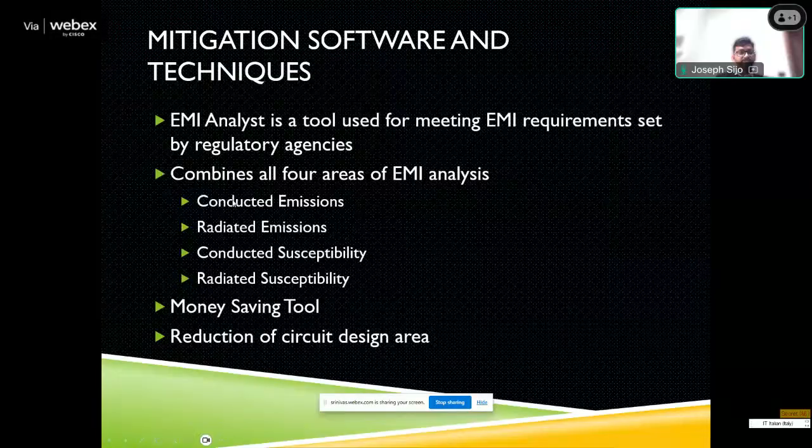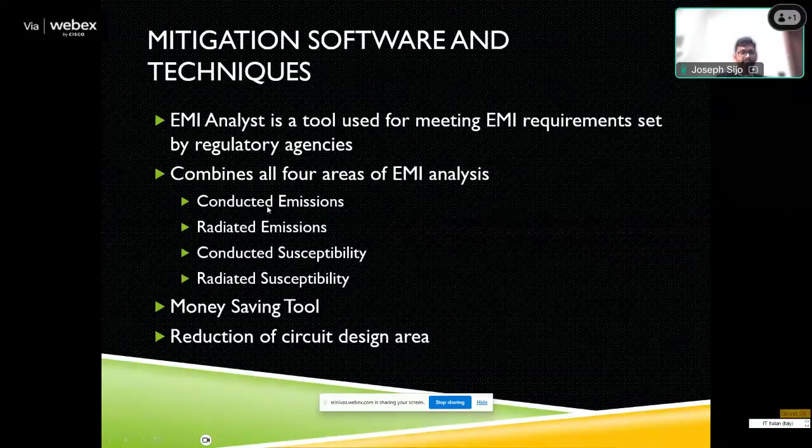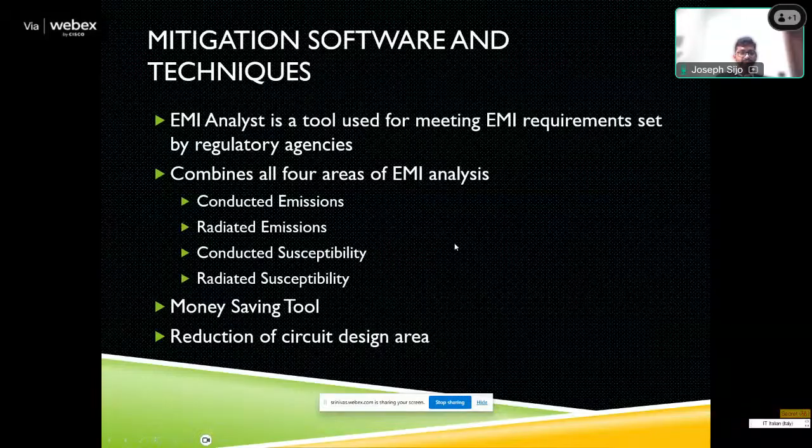And also we have to check all four EMI areas: conducted and radiated emissions, and conducted and radiated susceptibility from other devices. It brings big money savings in the initial stage, and also a reduction of the circuit design area. So if you make the effort in the initial stage, it is also a money-saving tool in the design phase.